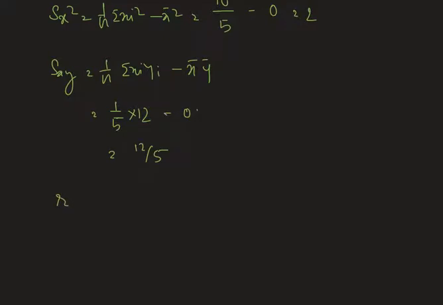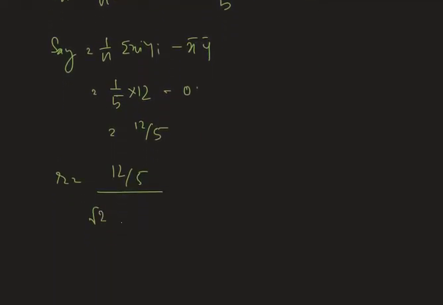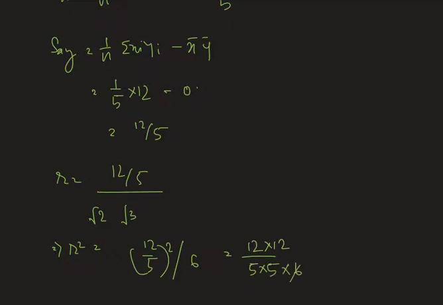Therefore r is equal to 12 by 5 divided by root 2 multiplied by root 3. Therefore r square is equal to 12 by 5 whole square divided by 6, which results in 12 multiplied by 12 divided by 5 multiplied by 5 multiplied by 6, which results in 24 divided by 25.